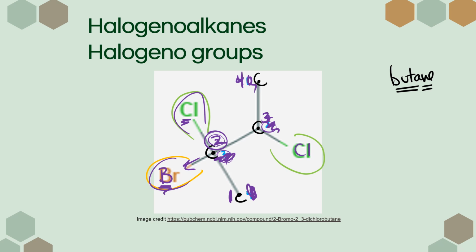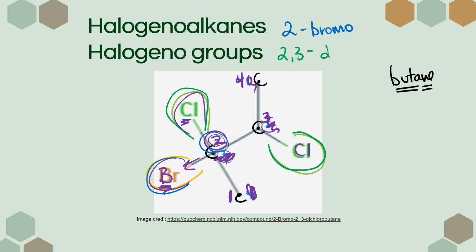So what do I have? I have bromine on carbon number 2. So that's a 2-bromo. I also have chlorine on carbon 2 and another chlorine on carbon number 3. That means that I've got 2,3-dichloro. 2 chlorines, 1, 2. One of them's on carbon number 2 and one of them's on carbon number 3.